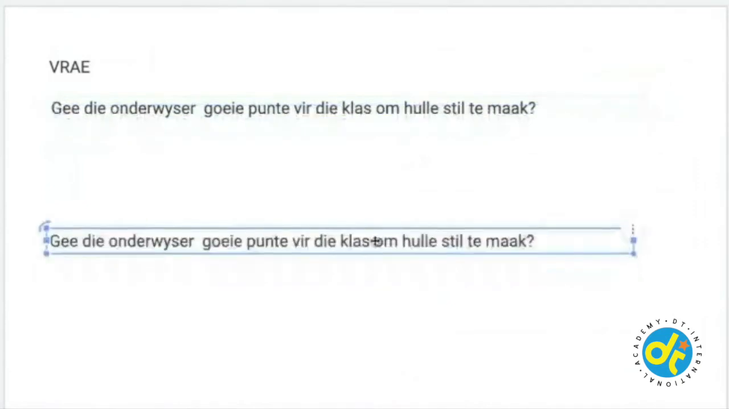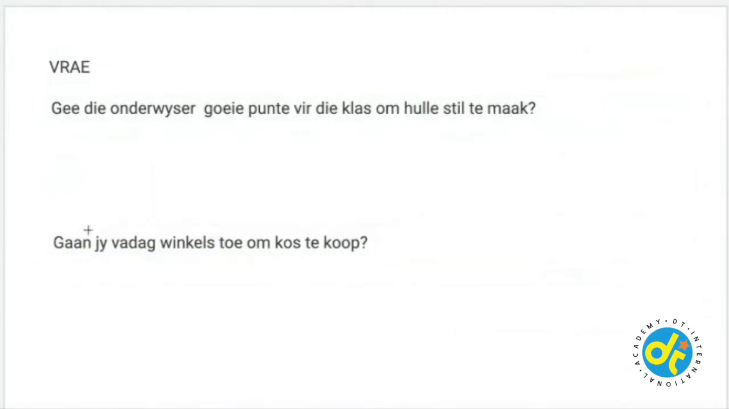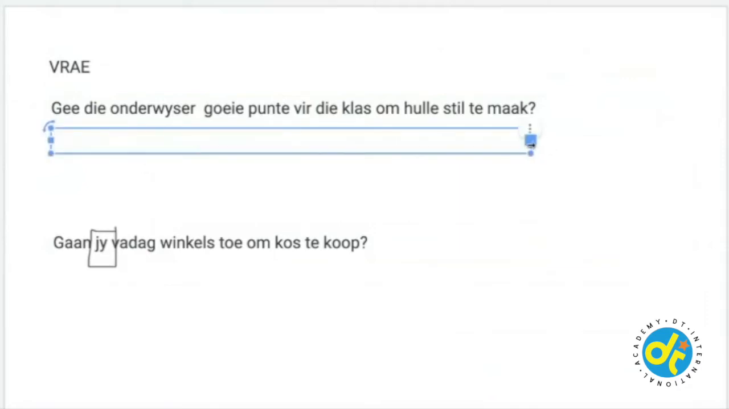Or if someone asks you, gaan jy vandag winkels toe om kos te koop? Right, so first things first, what we must remember is pronouns change. If there are pronouns, the pronouns must change because they're asking you or someone, or it depends on what they ask, but you must check out your pronouns. Cool, so that's one thing. Let's see what you would say, and that is on the next slide.